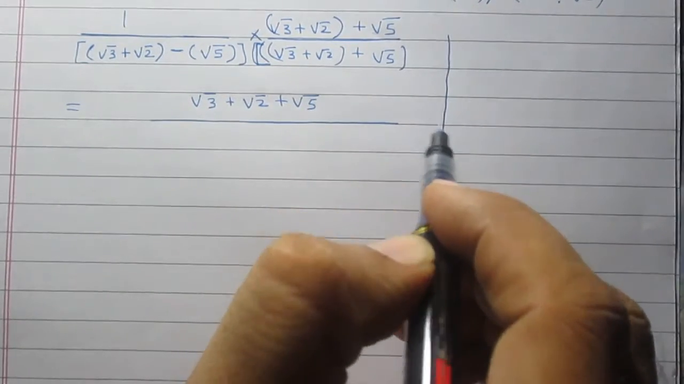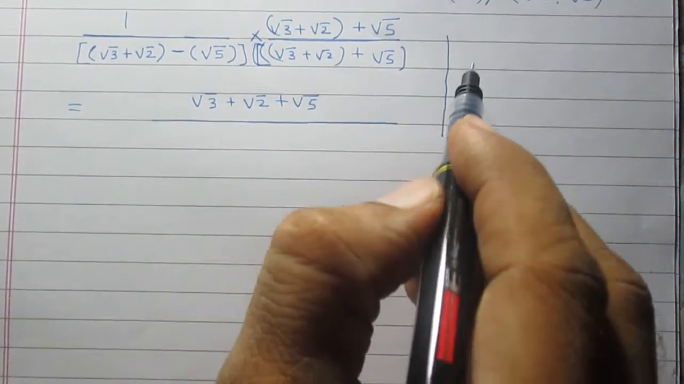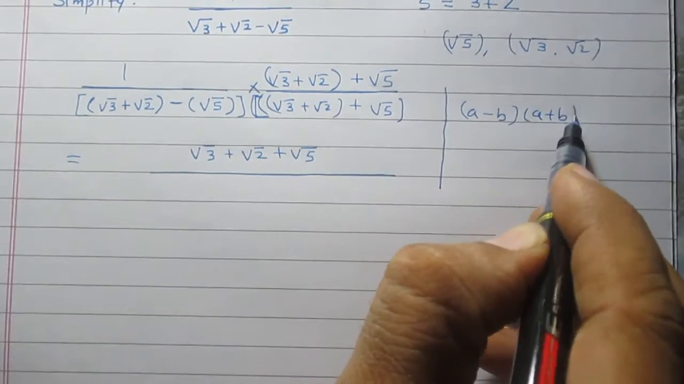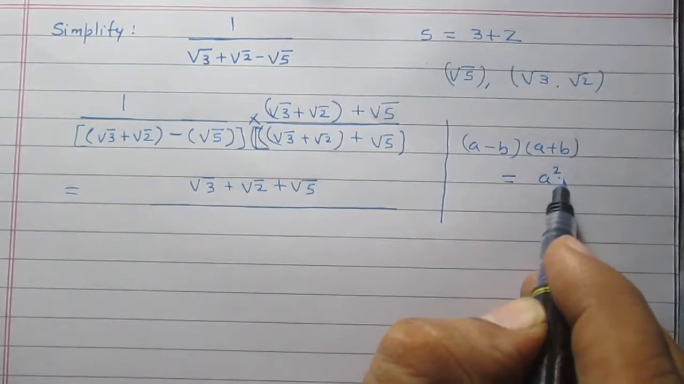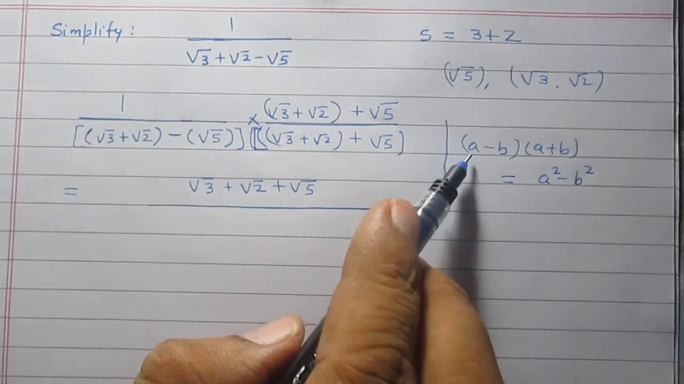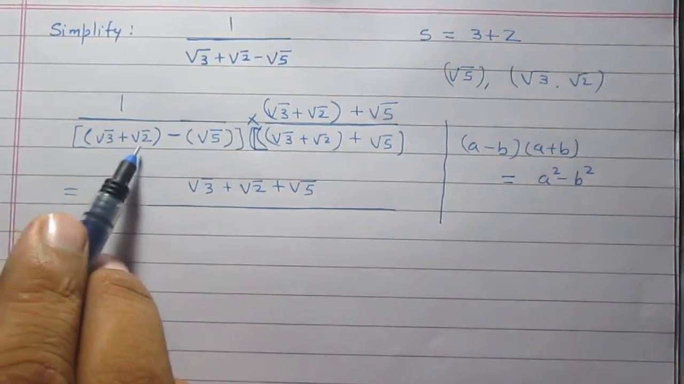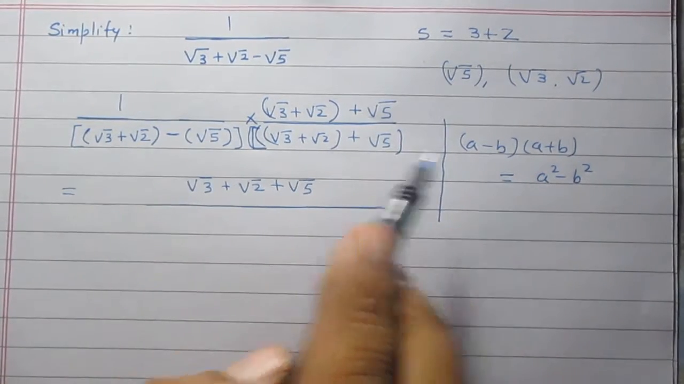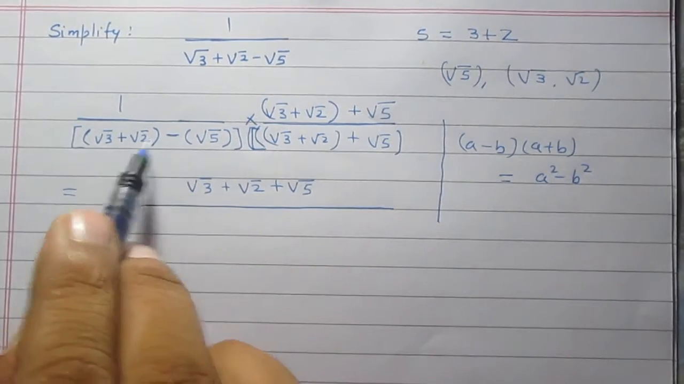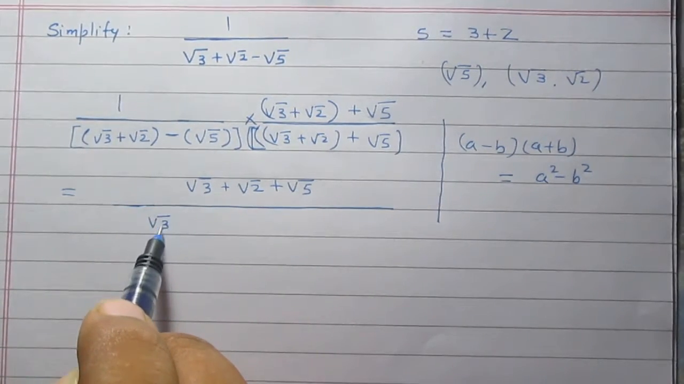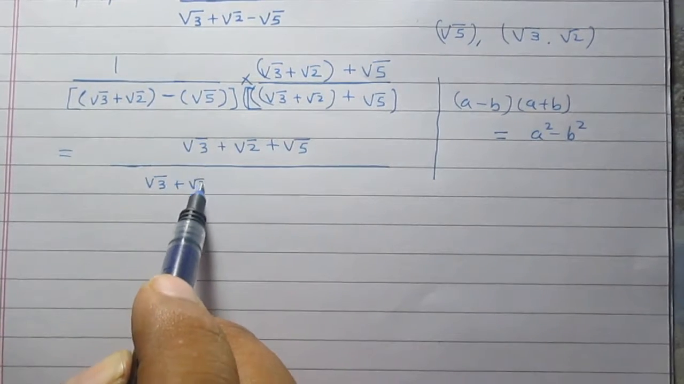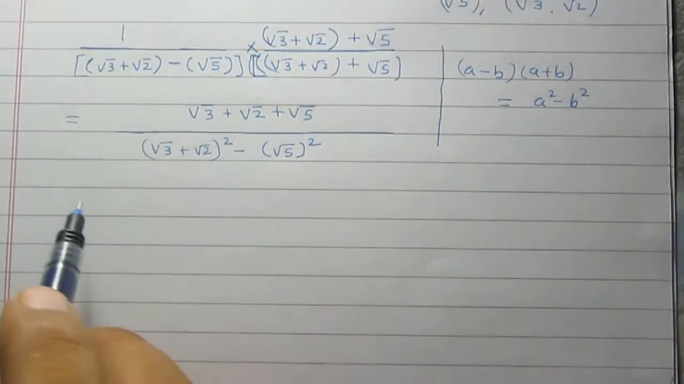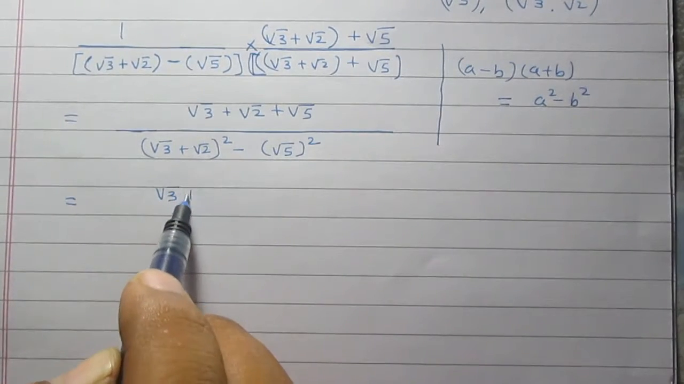We can apply an identity here while solving the denominator. It is (a minus b) multiplied by (a plus b) is equal to a square minus b square. Here a stands for square root of 3 plus square root of 2 and b stands for square root of 5. So using this identity, the denominator can be simplified as (square root of 3 plus square root of 2) whole square minus square of square root of 5. Now the numerator is as it is.